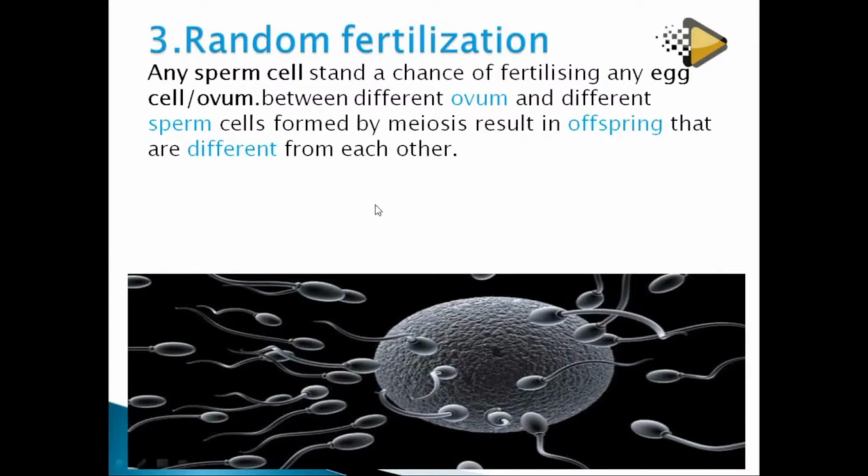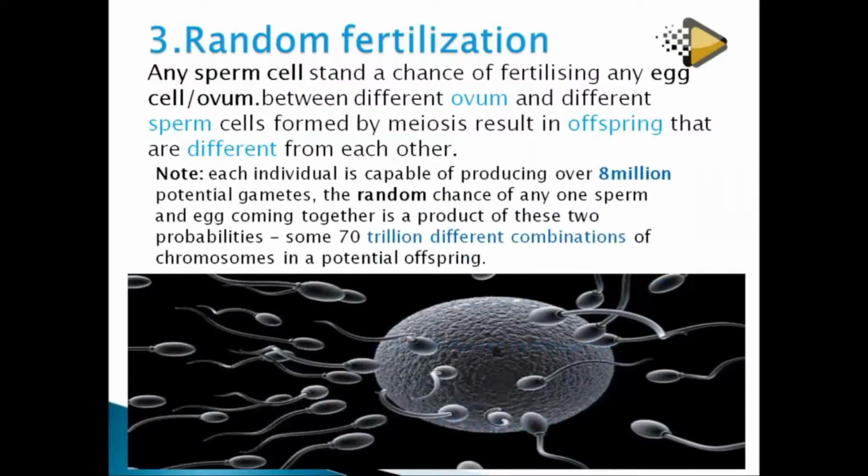So you're saying that between different ovum and different sperm cells formed by meiosis, the resulting offspring are different from each other. We saw that you have different sperms. Each sperm or each cell is different from the other. So it shows that random fertilization can help in bringing about variation.